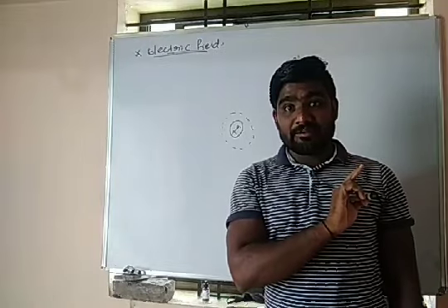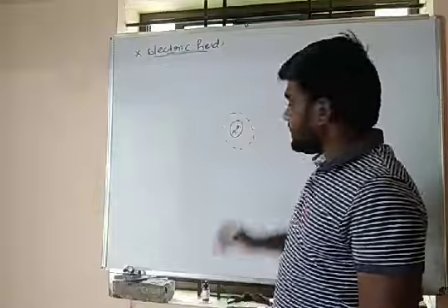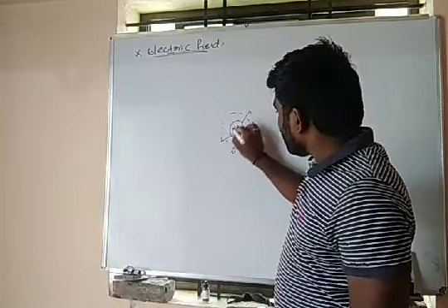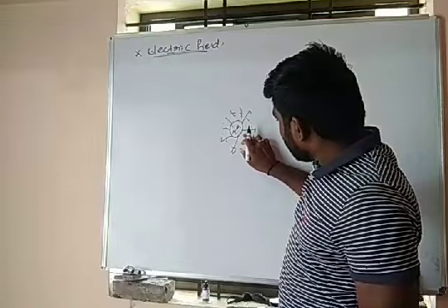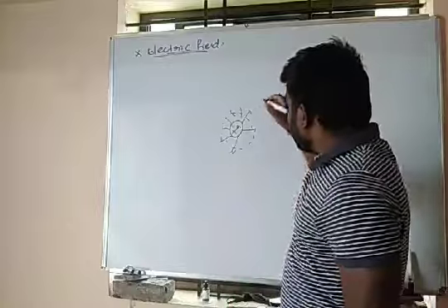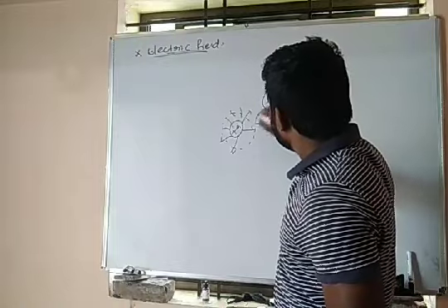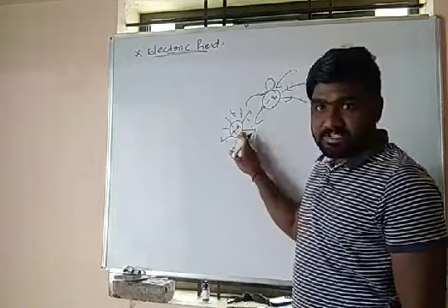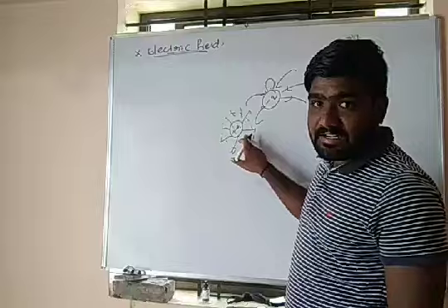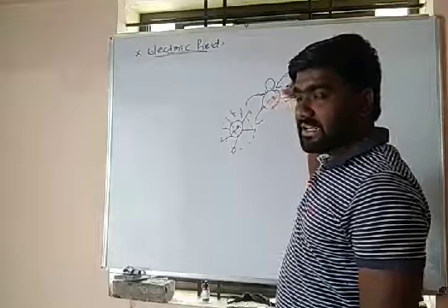How will the electric field be created? Because of electric field lines. If it is a positive charge, the electric field lines are radially outward. So electric field lines are generated from the electric charge. If I take a negative charge, the electric field lines are always radially inward. Positive charge, radially outward; negative charge, radially inward.